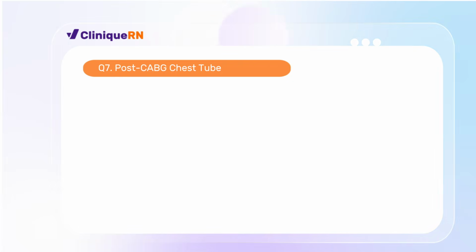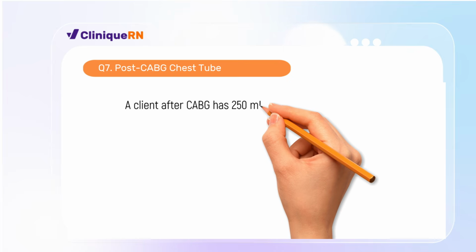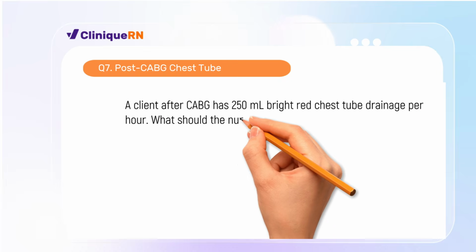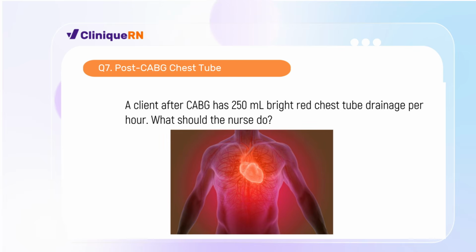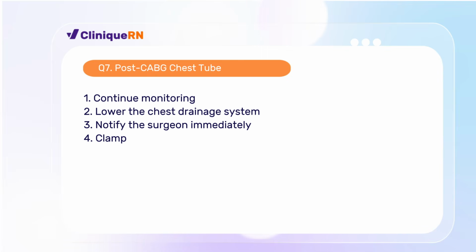Question 7. Post-CABG chest tube. A client, after CABG, has 250 milliliters bright red chest tube drainage per hour. What should the nurse do? 1. Continue monitoring. 2. Lower the chest drainage system. 3. Notify the surgeon immediately. 4. Clamp the tube.